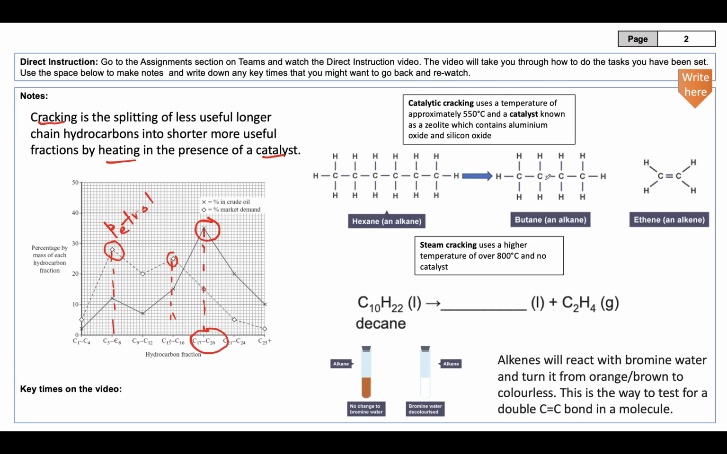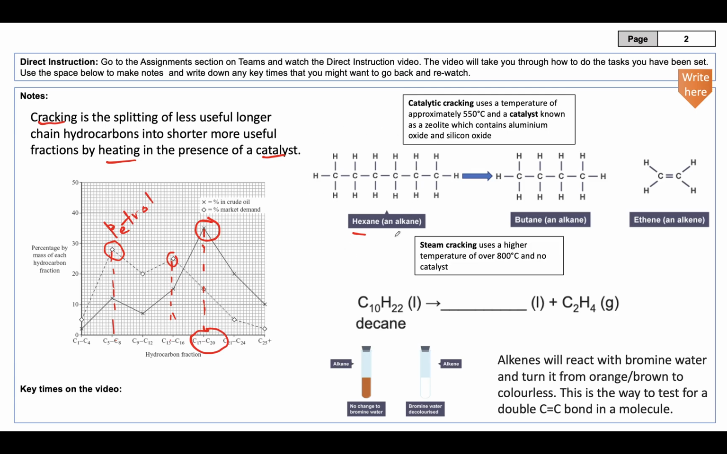This reaction here, or these displayed formulae, show us what's going on. We start off with a long chain hydrocarbon. So in this reaction, we have 1, 2, 3, 4, 5, 6 carbons. Hence, it's called hexane, and you'll notice it's an alkane. It's saturated, which means it has no double bonds.